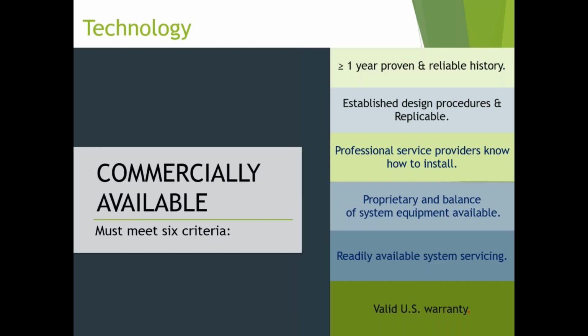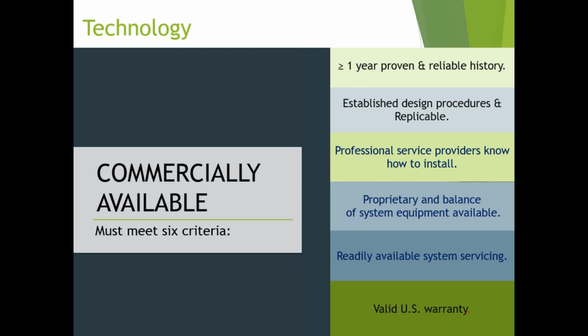So we talked a little bit earlier about what is commercially available. You have to have commercially available, so it's greater than a year of proven and reliable history. It's an established design. It has established design procedures, and it's replicable. There are professional service providers that know how to install it. It's proprietary, and balance of system equipment is available. It's readily available, and there's a valid U.S. warranty. So these are the more specific criteria when we're trying to determine, okay, is this commercially available?